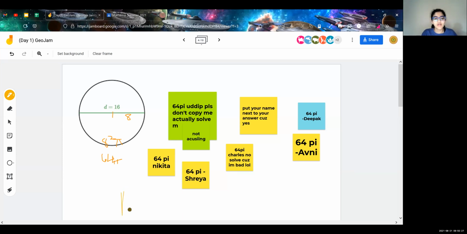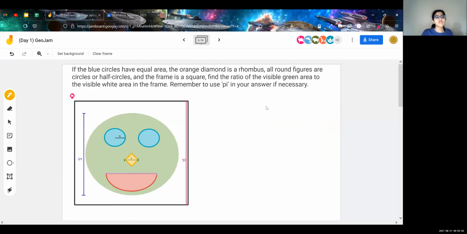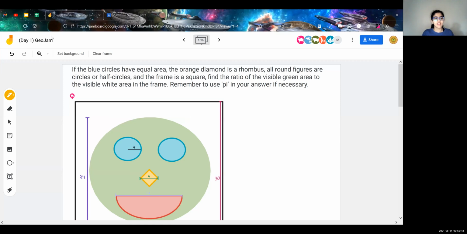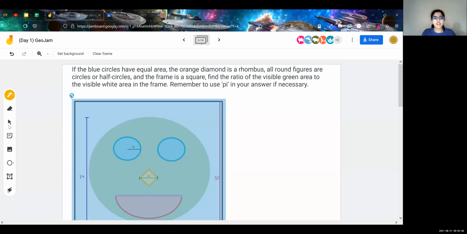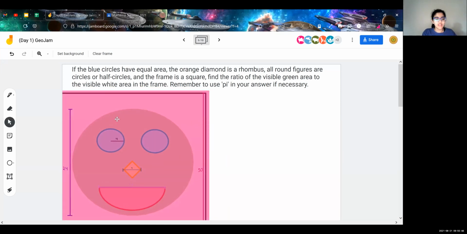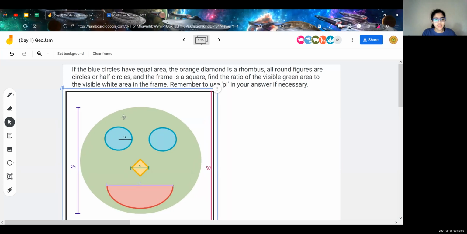Okay, so 8 times 8 times pi is 64 pi. So this is correct, and you all get a gold star. The next question is kind of hard, but it basically uses all the formulas that we have used so far. Much of the time, whenever you're doing any competitive math thing, they're going to give you a compound shape.